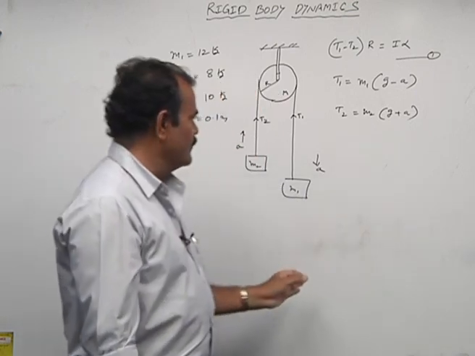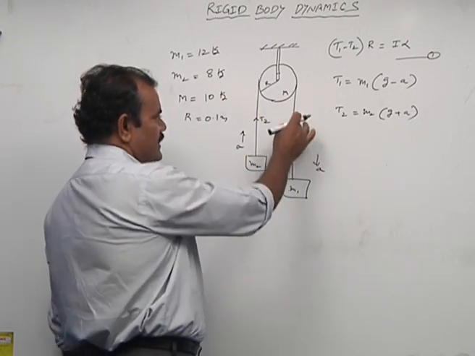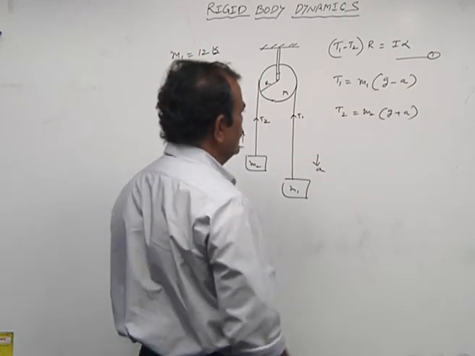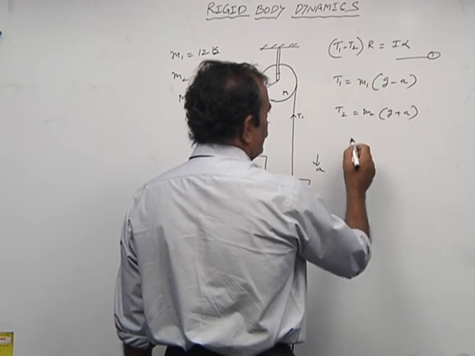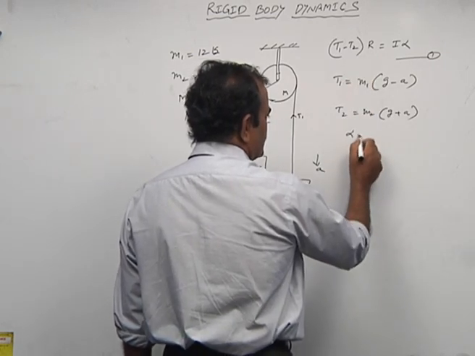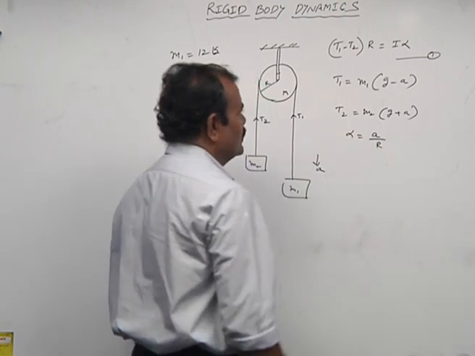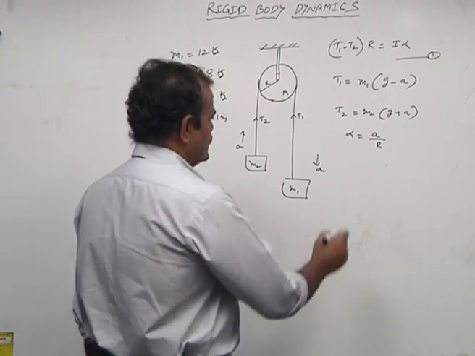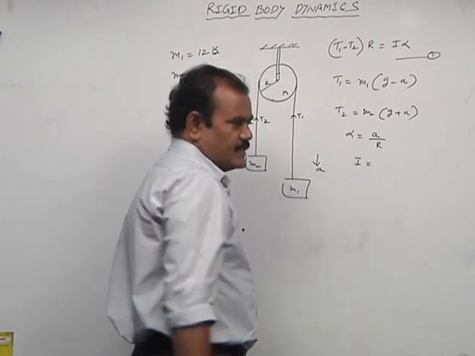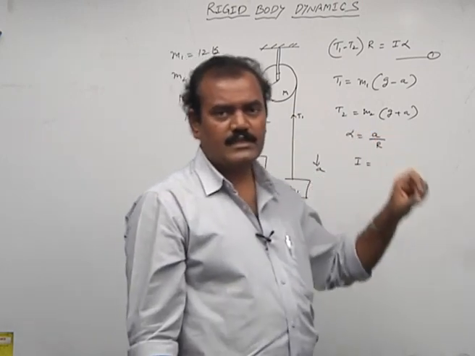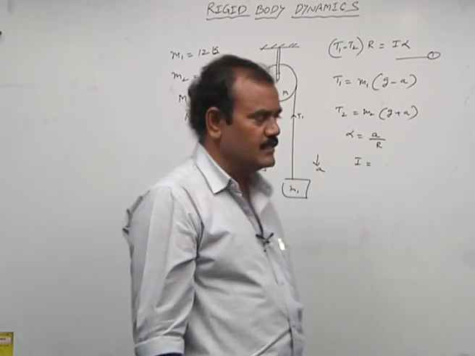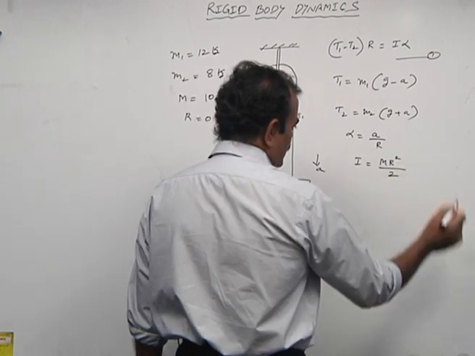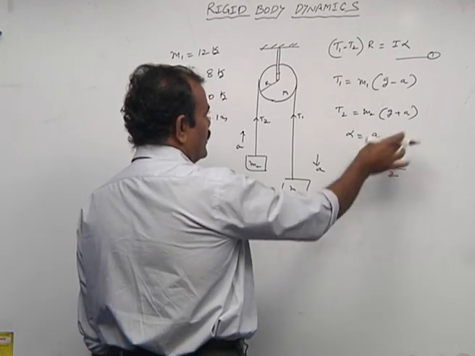You apply the same equations even in the case of the tensions developed in the strings. T1 is m1 of G minus A, T2 is equal to m2 of G plus A. Now alpha is equal to A by R. The I value is not directly given here, so I have to find it out. This pulley is nothing but a circular disc rotating about its natural axis, so I is equal to mr square by 2. You have to apply all of them here.